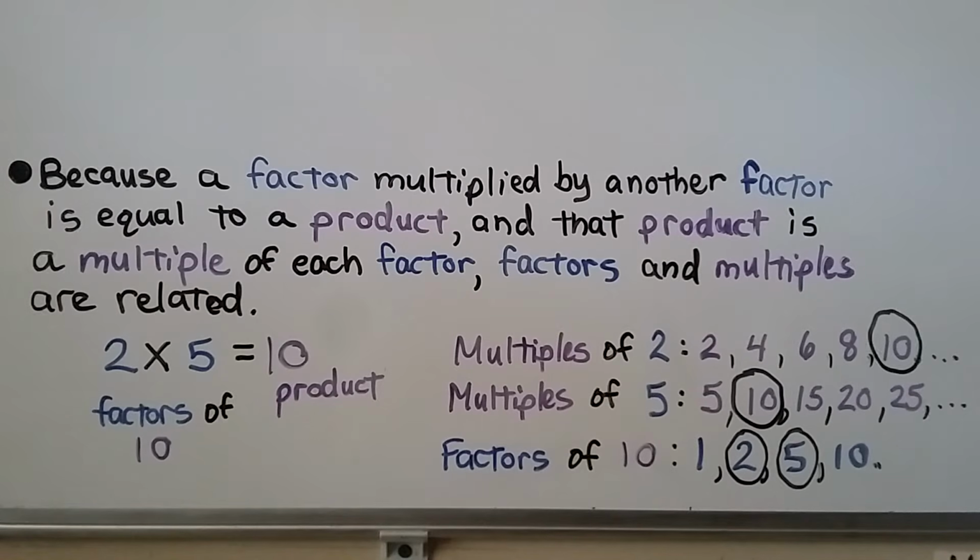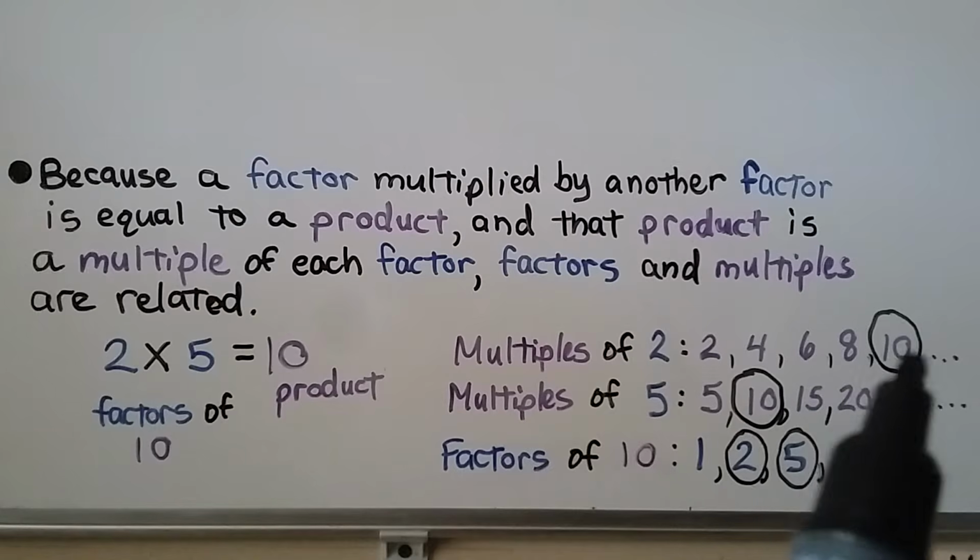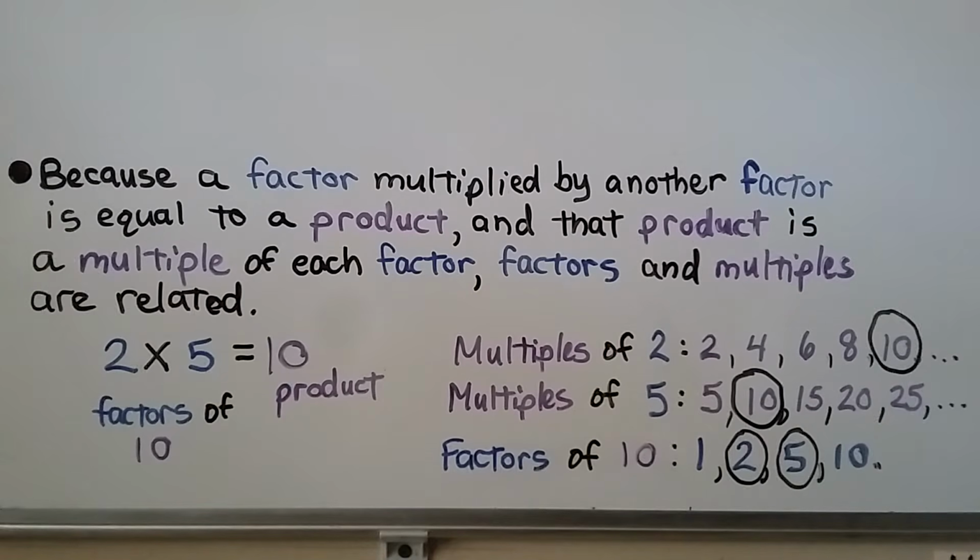Because a factor multiplied by another factor is equal to a product, and that product is a multiple of each factor, factors and multiples are related. We have a factor 2 multiplied by a factor 5, and it's equal to the product 10. And this product 10 is a multiple of each of the factors. When we list the multiples of 2, 10 is there. We list the multiples of 5, and 10 is there on the list. And when we list the factors of 10, we see 2 and 5. See?